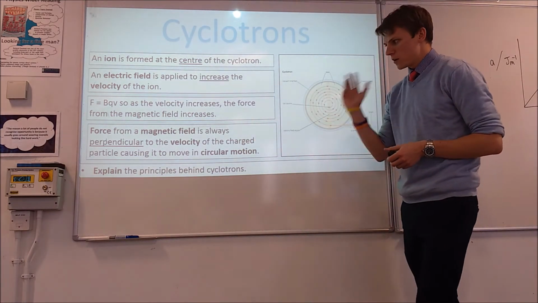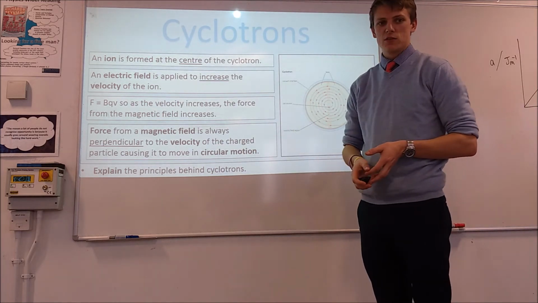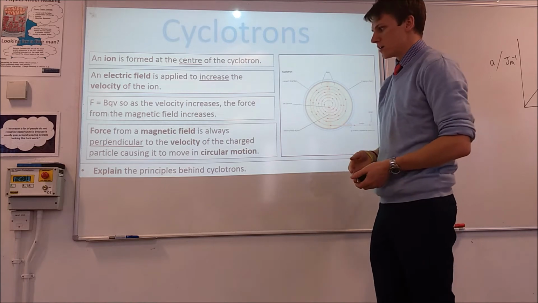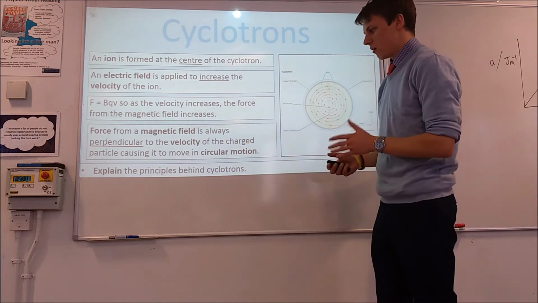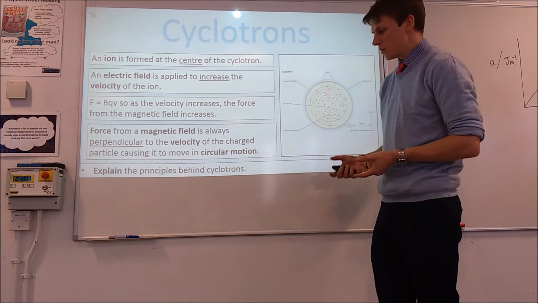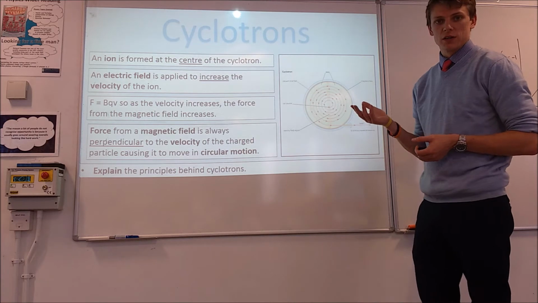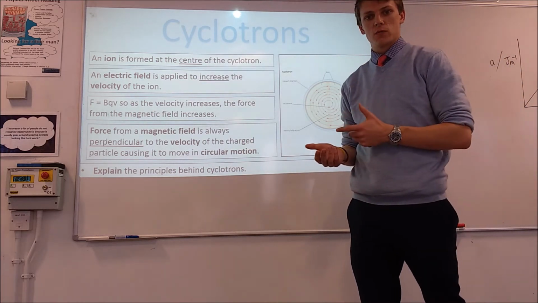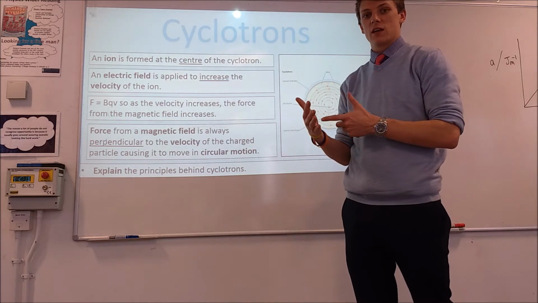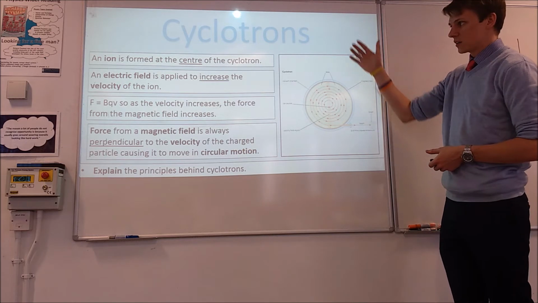So one of the interesting things you notice about the force from a magnetic field is not only can we work out what its magnitude is, but it always acts perpendicularly to the velocity of the charged particle, which is really useful because we can use it to create scenarios with circular motion, because for circular motion we need the resultant force to be directed towards the centre of the circle, perpendicular to the velocity. So one application of this is a cyclotron.